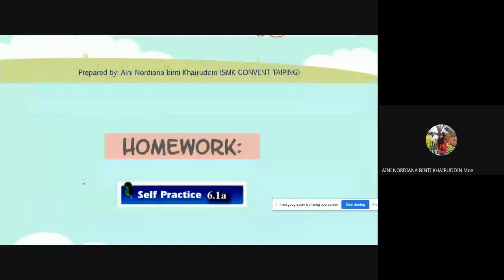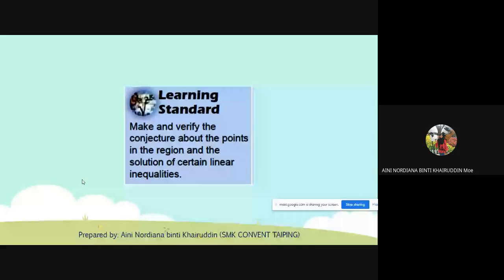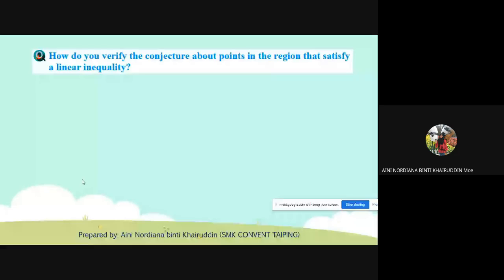So this is your homework. Self-practice 6.1a. Okay, this is our second learning standard. Make and verify the conjecture about the point in the region and the solution of certain linear inequalities. So how do you verify the conjecture about a point in the region that satisfies a linear inequality?